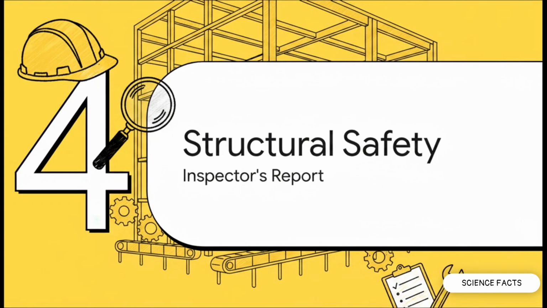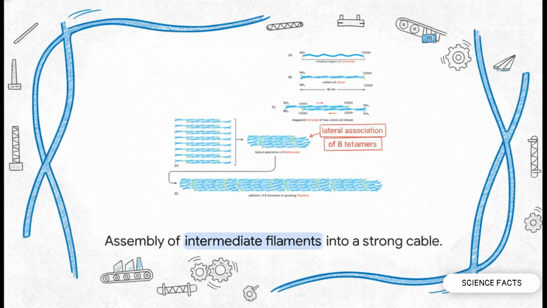Section 4, Structural Safety and Stability. Time for the inspector's report. Okay, grab your hard hats, trainees. With all this heavy machinery and moving cargo, you're probably wondering how the building doesn't just collapse on itself. Well, the secret lies in our intermediate filaments. We don't just use single, weak threads. We use a heterogeneous protein family that tightly coils together.